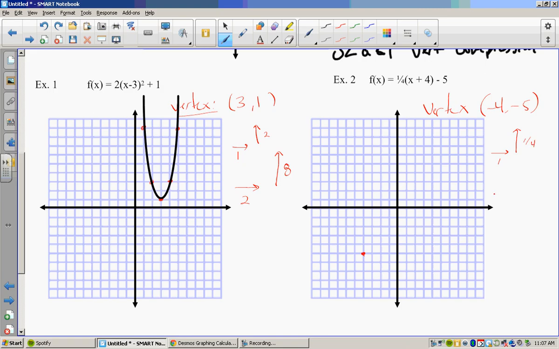Okay? And I still go to the right 2, but instead of going up 4, I go 1/4 times 4, which would be 1. So as I graph that, go right 1, up 1/4. That's going to be a real shallow graph right about there. Then I go right 2, up 1. And same here. Go left 1, up 1/4, and go right 1, up 1. And it's a real shallow graph.